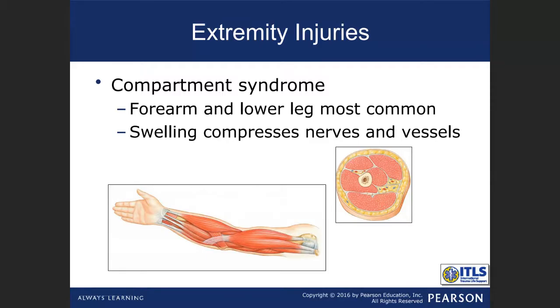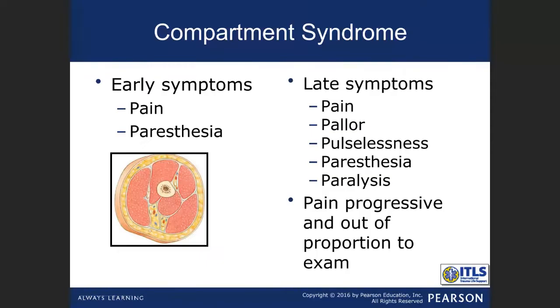So compartment syndrome, forearm and lower leg, most common areas. Swelling compresses the nerves and vessels. In the early stages, you're looking for pain and paresthesia. In the late stages, you're looking for pain, pallor, pulselessness, paresthesia, paralysis, and the pain is progressive and out of proportion to the exam.